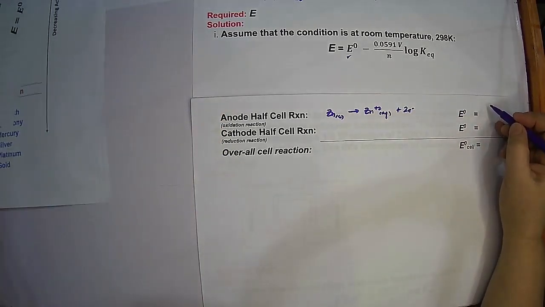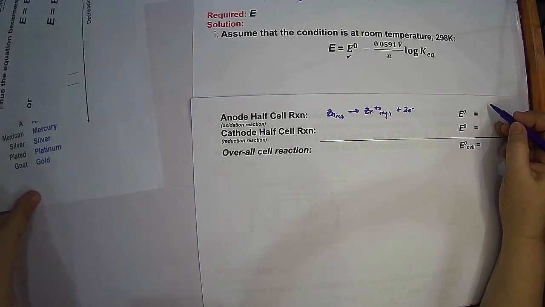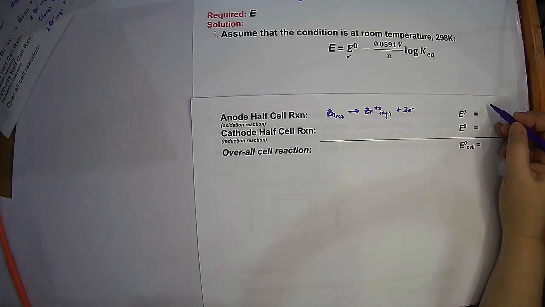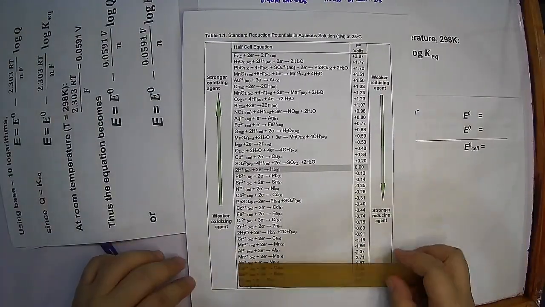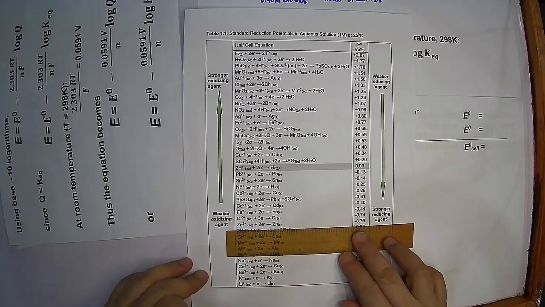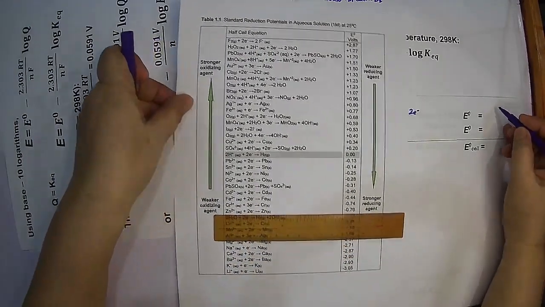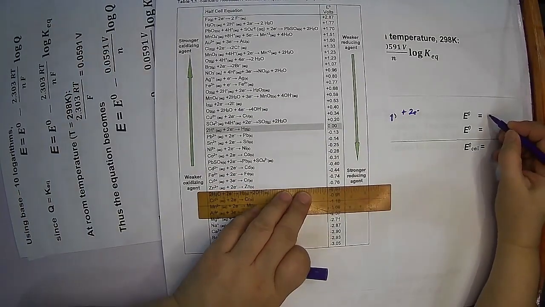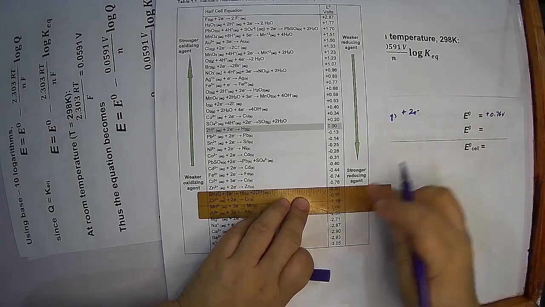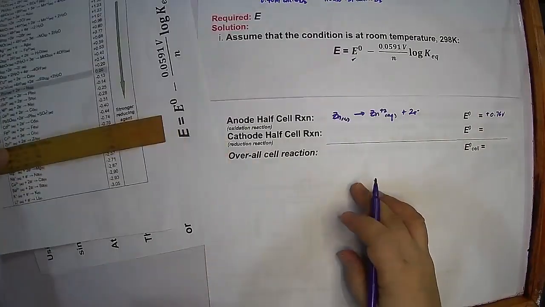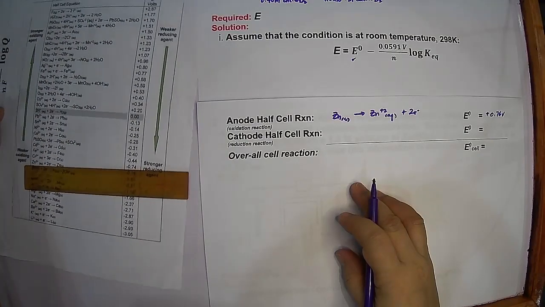For that, using your standard potential table, again, zinc is positive 0.76 because it is negative here. So we take the reverse of the sign since we are using it at the anode.